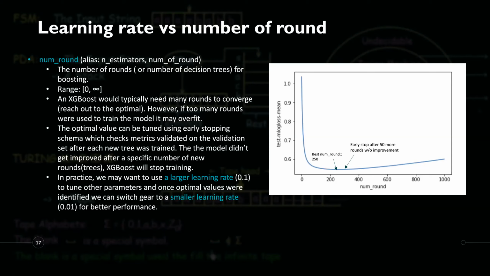So this is the technique called early stopping, and it's quite useful for training XGBoost. You probably see it quite often in training neural networks, but for XGBoost, we do have a similar concept.